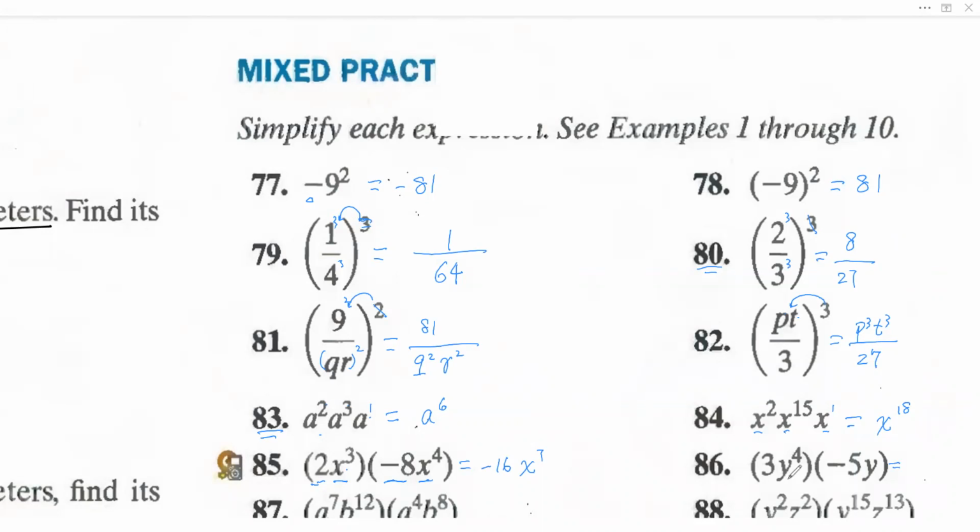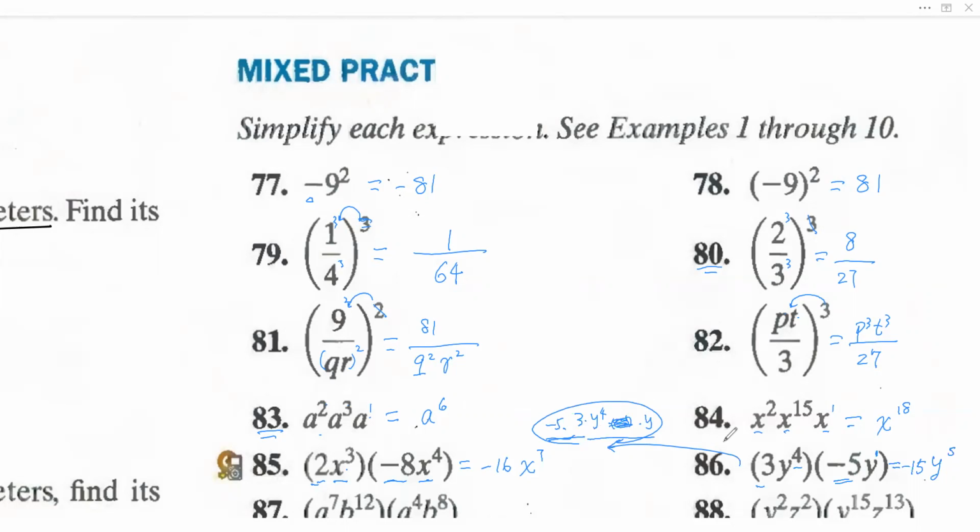86. 3 times this part, so coefficient part. So -15. Y here is 4. Here actually have 1 here, right? So 4 plus 1, so got 5. Most of the time, maybe sometimes, it's not easy to understand this part. Just say you can break it down, 3 times y power 4 times -5 times y, right? So you can use the commutative property. You can just bring this in front, put the negative in front. So the rest part here is -15 y power 4, right? So same mechanism.